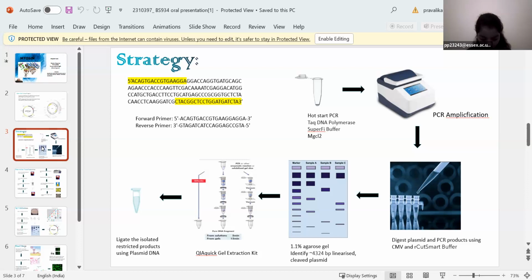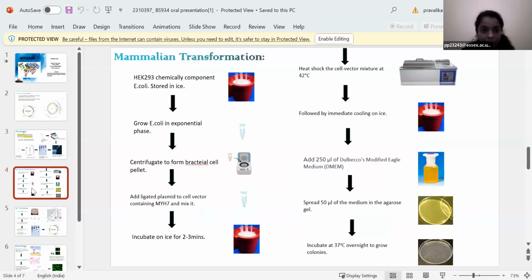bands using a DNA stain, which produces nearly 4,300 base pairs of this plasmid DNA. And then we have to do a quick gel extraction from this agarose gel, and we have to ligate the isolated restricted products using this plasmid DNA. And then we have to do the mammalian transformation.